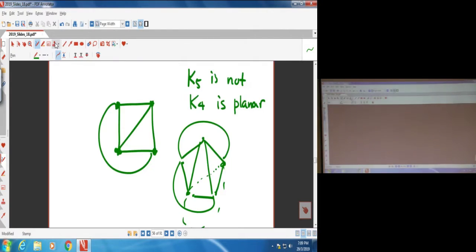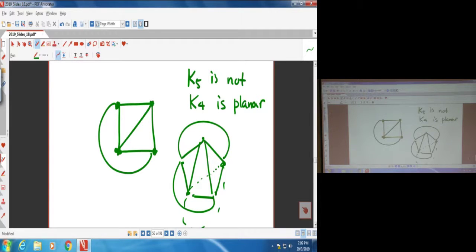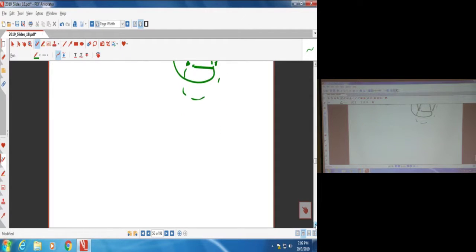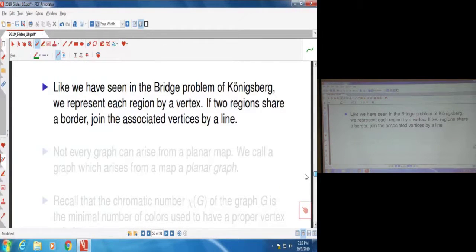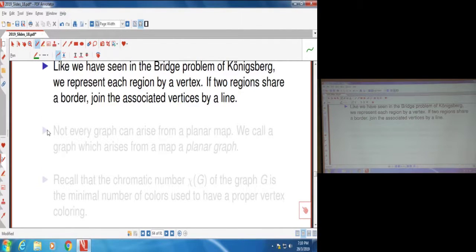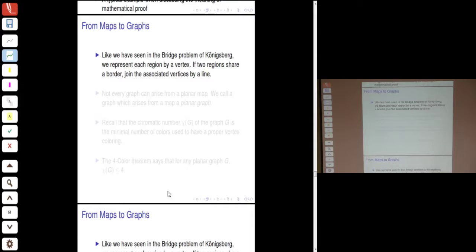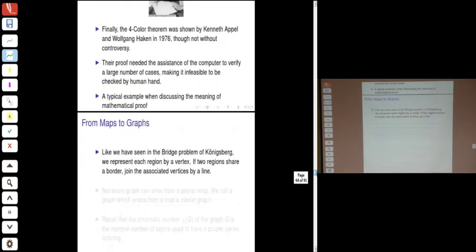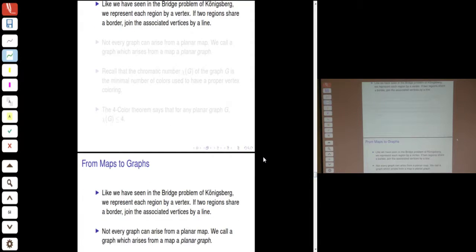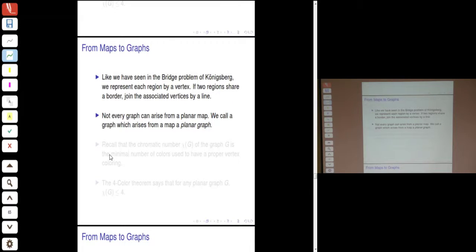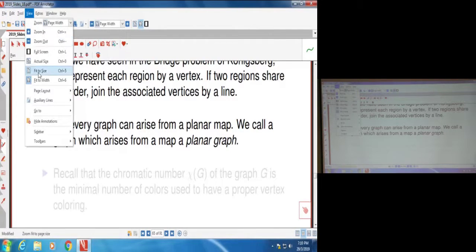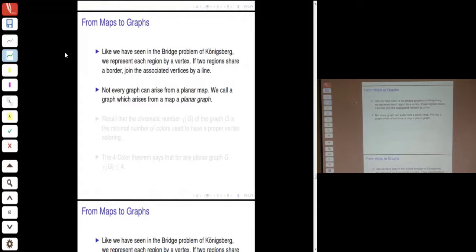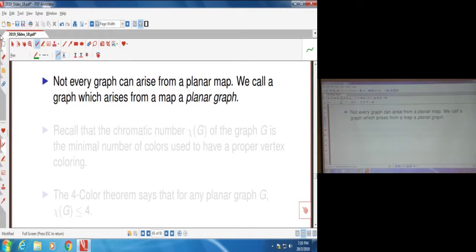So I don't need this anymore. How do I go back? I don't want this. Okay, yeah. How come I get this? I want to get the full screen. Why the full screen like this? Well, okay.